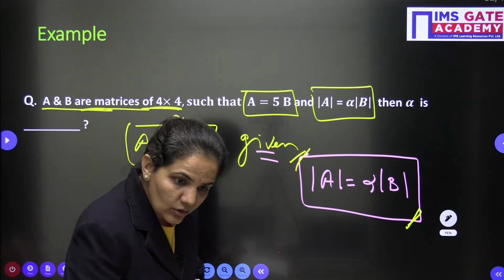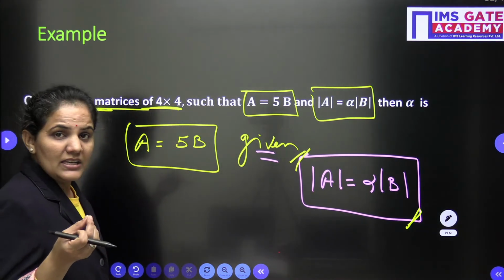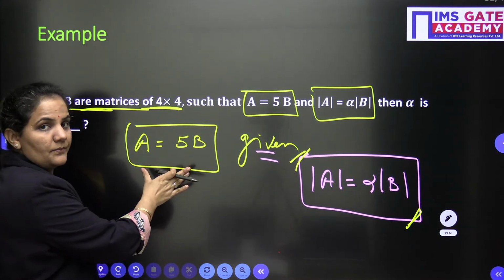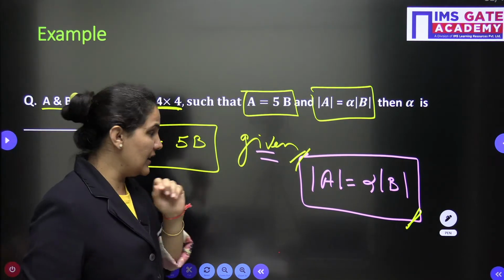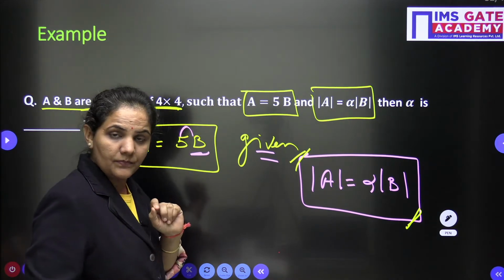How to find out the value of this alpha? How will we approach the value of this alpha? One very simple thing we can understand is that if I go with the determinant of this one, I can see that this matrix B is multiplying here with the 5.